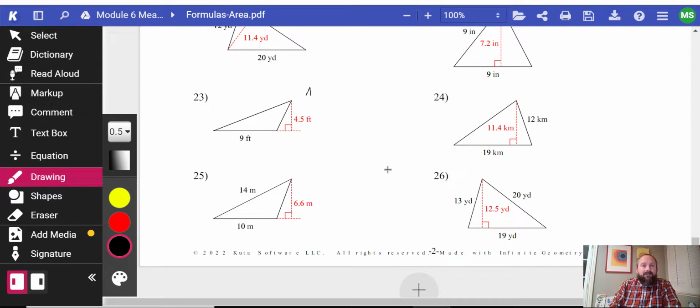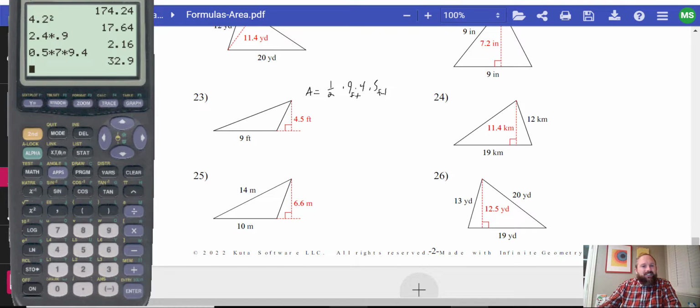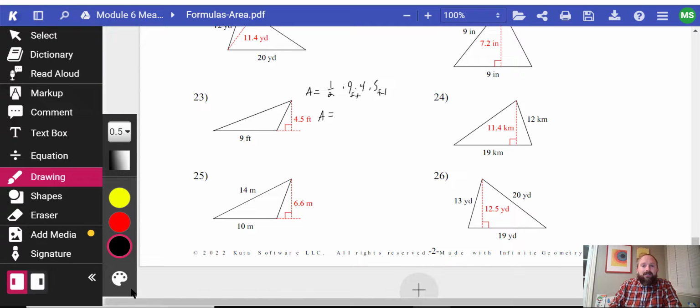So this is going to be the area of this is equal to 1/2 the base, 9, times the height, the 90-degree angle all the way up to the top, times 4.5. But don't forget, it's in feet. So take out the calculator and go 0.5 times 9 times 4.5. And we get 20.25. So the area of this is equal to 20 1/4.